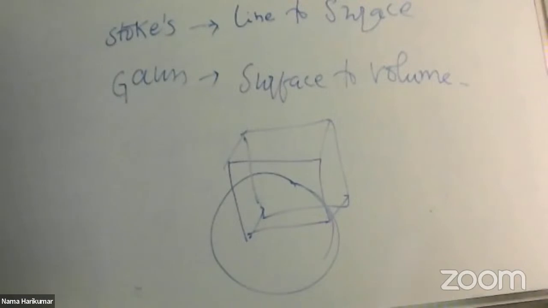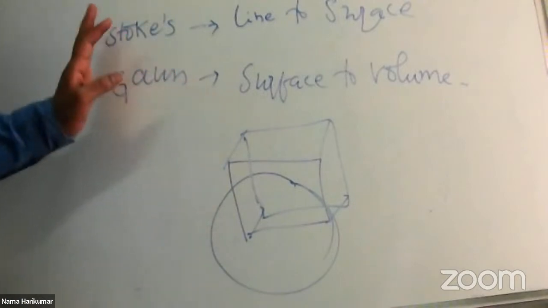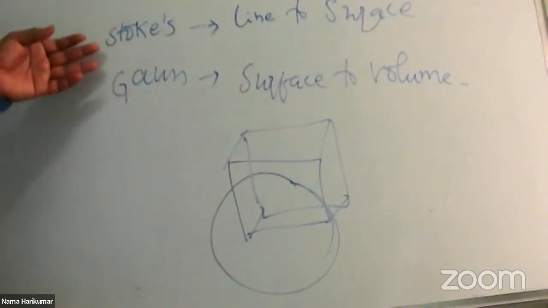Clear, sir. We can make a square into a cylinder as well by folding it. Yes. These are Gauss. Surface to volume change is Gauss. Okay. So Stokes theorem and Gauss theorem, I think that it is clear. How can we modify it and how can we use it in the system?